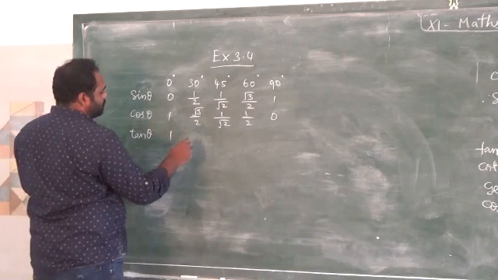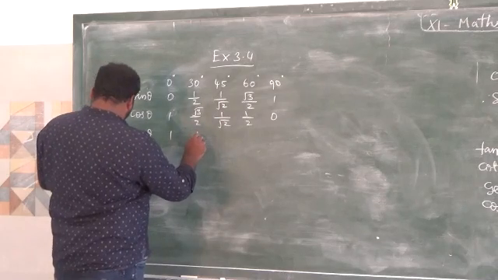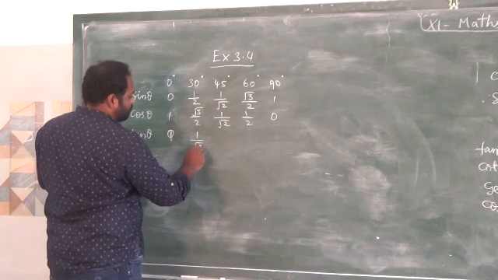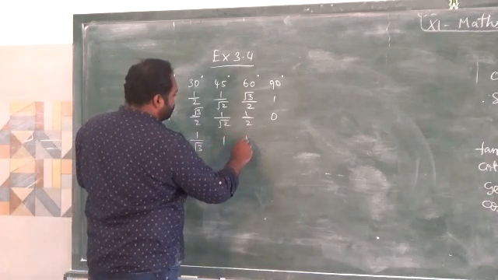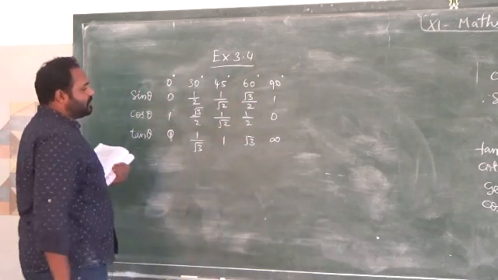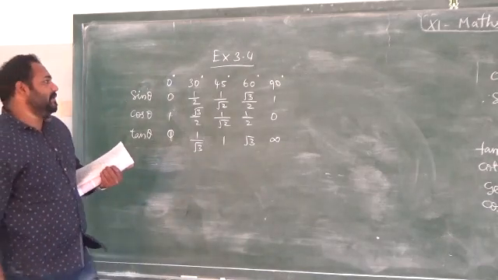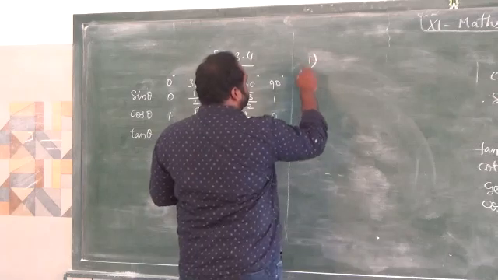This is 0, 1 by root 3, and then this is 1, this is root 3, this is infinity. So these values you ought to keep at your fingertips to do the problems faster. Okay, now exercise 3.1, first problem.